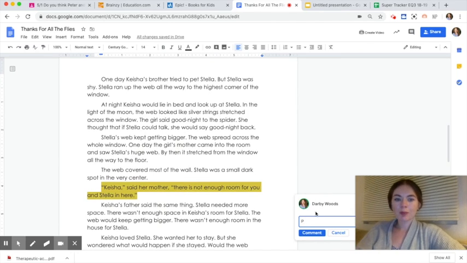P for problem. What I would like you to do here is pause your video and add, after writing P for problem, why this is a problem. Why might it be a problem that her mom is saying there's not enough room for you and Stella in here? Pause now.